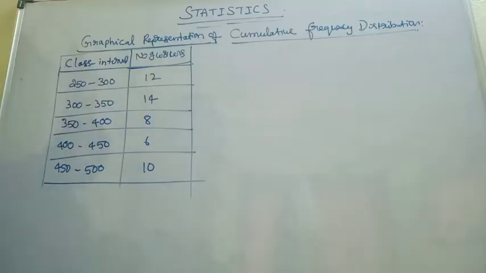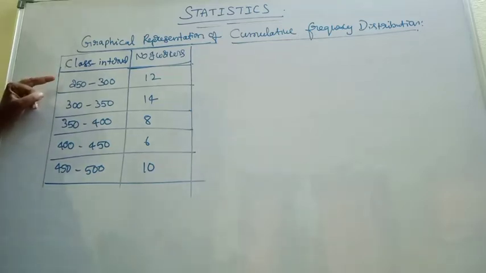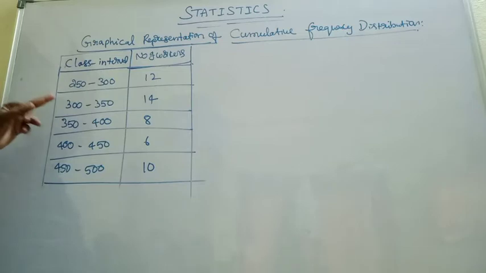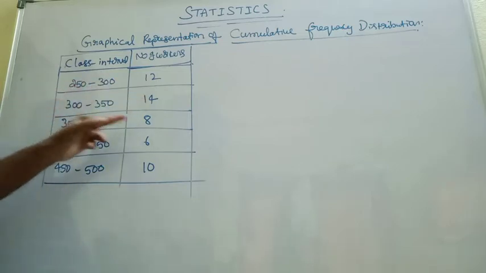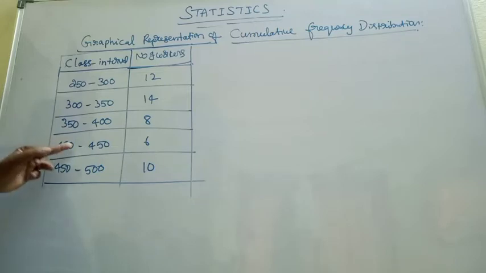Now see, my dear students, here we have the following distribution, which gives the daily incomes of 50 workers of a factory. This is what they have given for the daily workers. From 250 to 300 there are 12 workers. From 300 to 350 there are 14 workers. From 350 to 400 there are 8 workers. From 400 to 450 there are 6 workers. From 450 to 500 there are 10 workers.